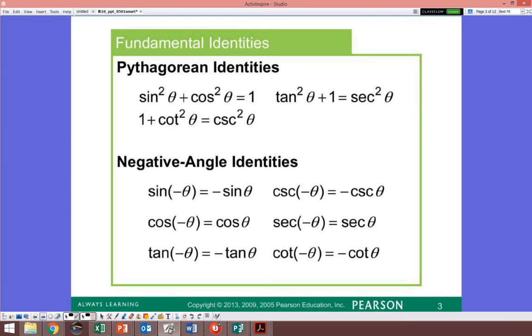Okay, so now I want you guys to pay close attention to what I got right here. These negative angle identities. We've gone over them a while ago, but I want you to look at this and have this, because we're going to reference it and go back over it soon.